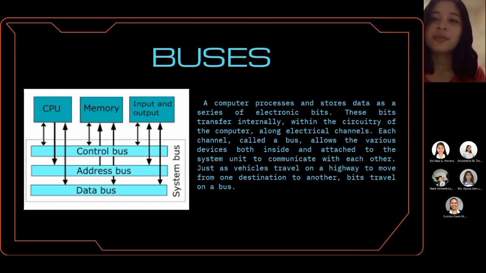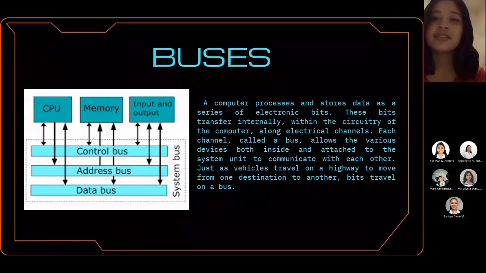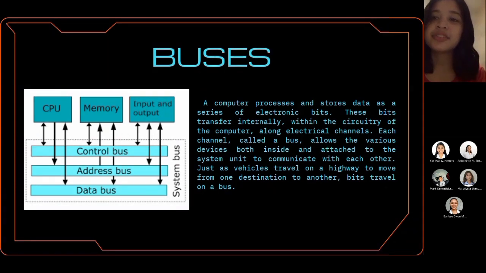Buses. A computer processes and stores data as a series of electronic bits. These bits transfer internally within the circuitry of the computer along electrical channels. Each channel, called a bus, allows the various devices both inside and attached to the system unit to communicate with each other. Just as vehicles travel on a highway to move from one destination to another, bits travel on a bus. Buses are used to transfer bits from input devices to memory, from memory to the processor, from the processor to memory, and from memory to output or storage devices.